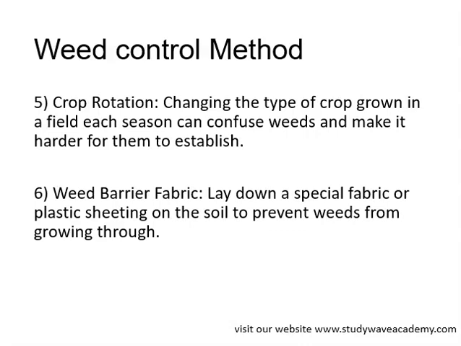If you plant corn this period, next period you plant another crop. If you plant yam this season, next season you plant potato, you are confusing the weed on how it will grow. So it's a method of controlling weeds, okay? Changing the type of crop that grows in the field helps in controlling weed.